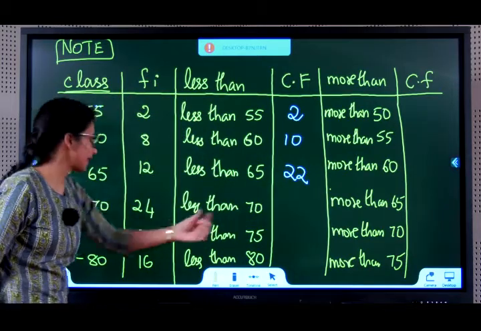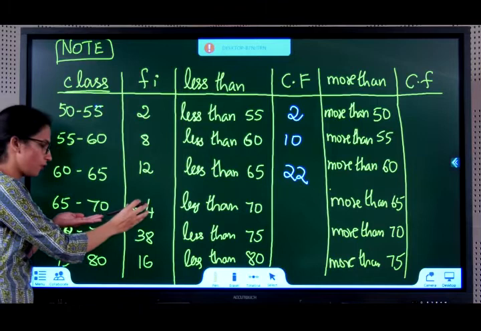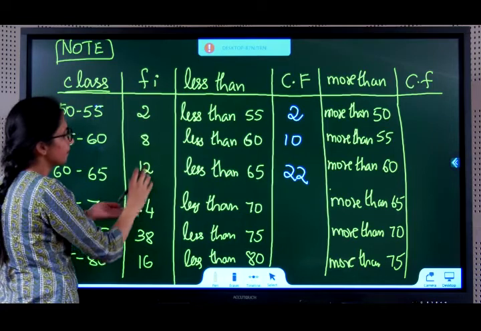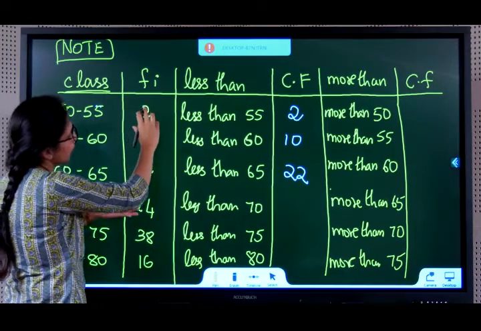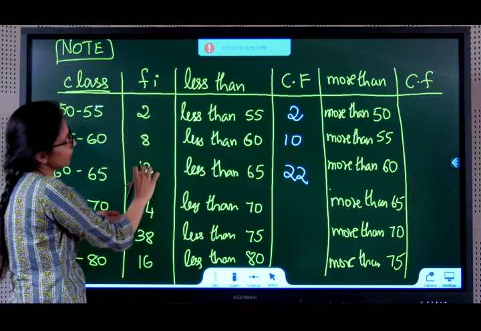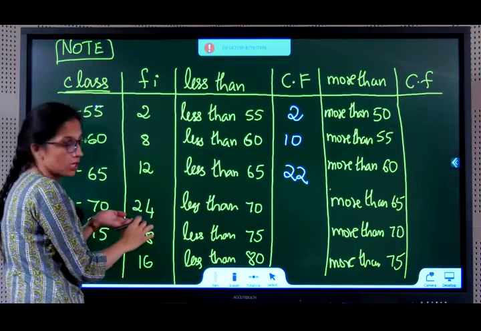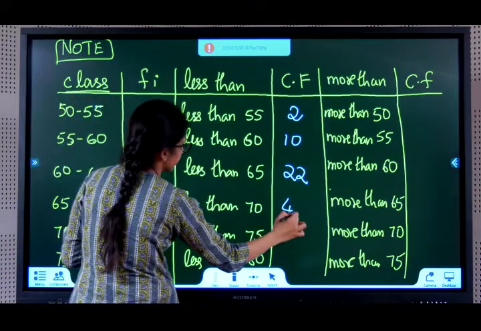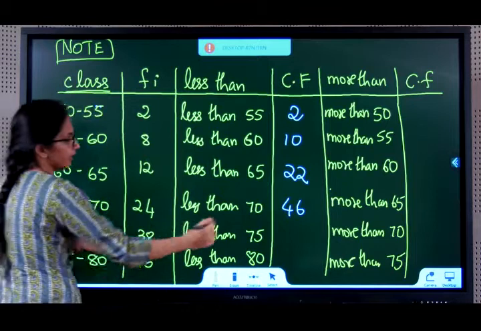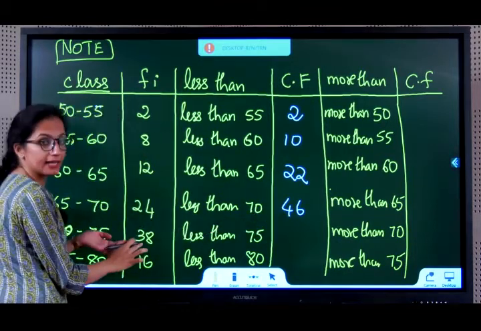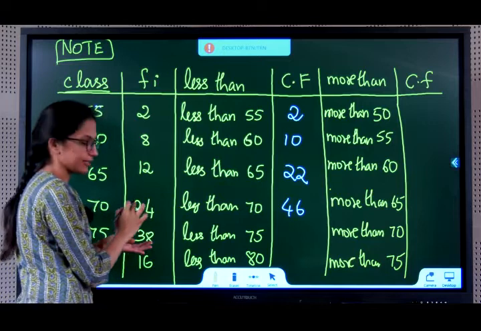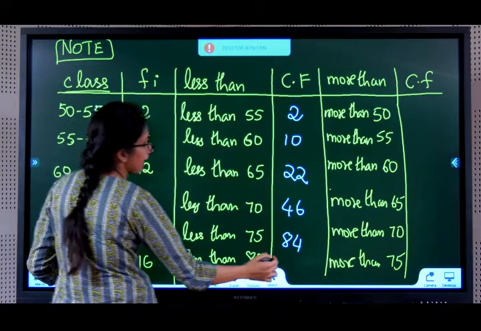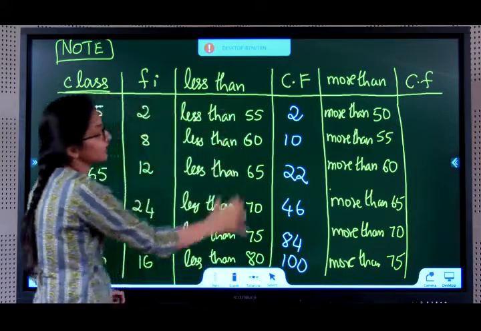Next, less than 70. Less than 70, 24. Even this is less than 70, 12, 8 and 2. Add it all, 24 plus 12 plus 8 plus 2. Or 12 plus 8 plus 2, 12 plus 8, 10, 10 plus 12, 22, 22 plus 24, so in other words, 46. So I don't have to do this again and again, I can just add 46 plus 30, 76, 76 plus 8, 84, 84 plus 16, 100. So this is what we were doing.